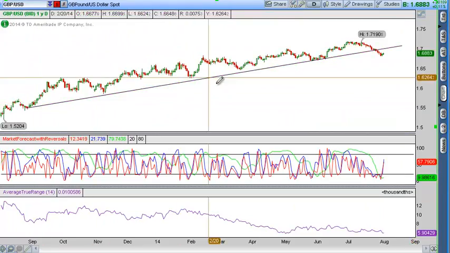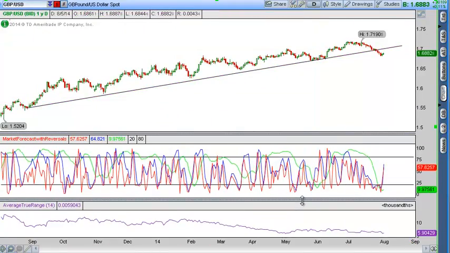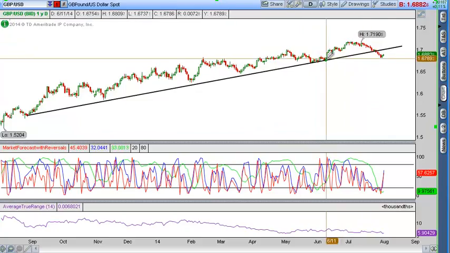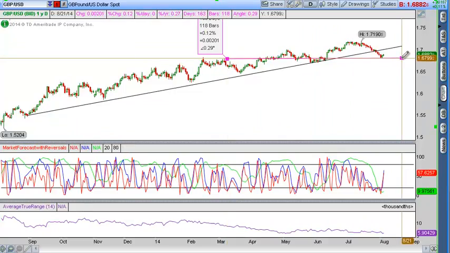Now we have broken through support, and this is one of the ones I'm watching for a trade setup, because what we've done is we've seen a breakthrough support, a drop back down to these support levels, near these support levels. This is the annual.